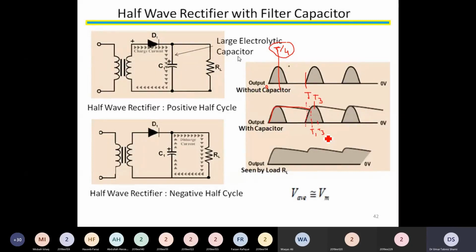So during this time, from time T1 to T3, we observe that the output voltage increases because the capacitor charges. Then from time T by 4 to T1, the voltage decreases because during this time the capacitor is discharging. And here is the path where the capacitor is discharging.